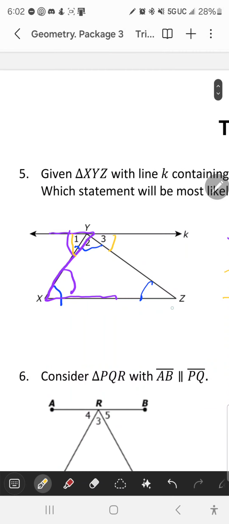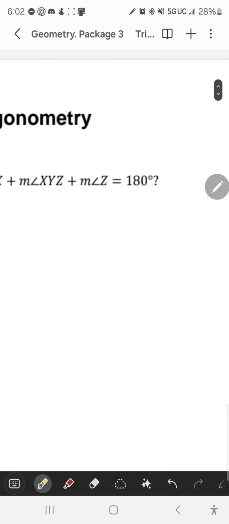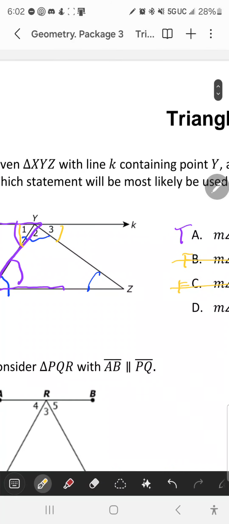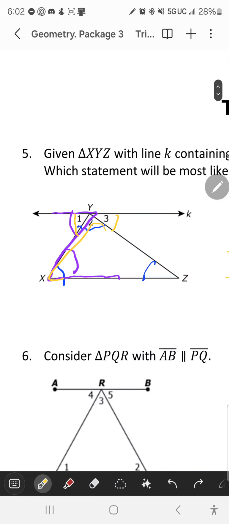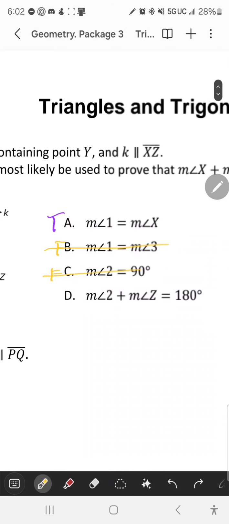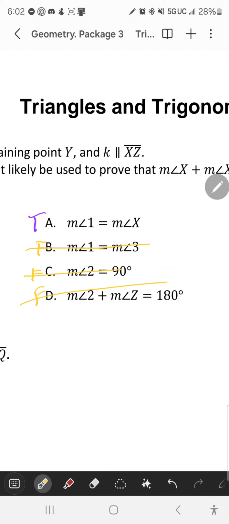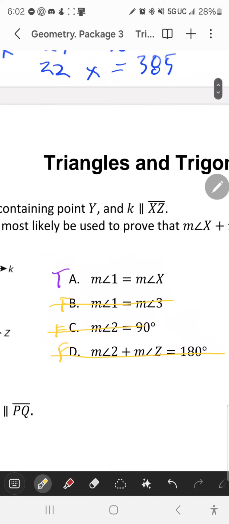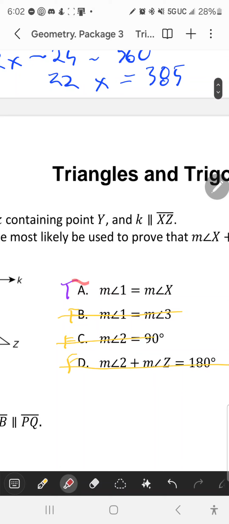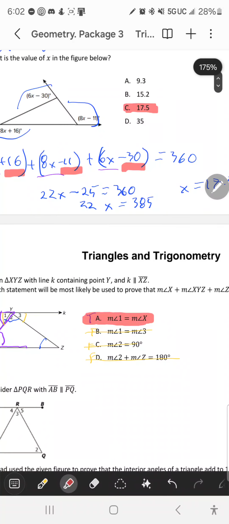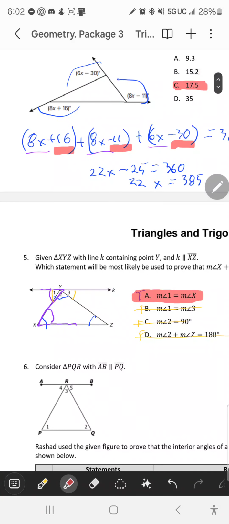Now measure of angle 2 plus c equal 180. No, that's false as well, because these are only two angles inside a triangle, and two angles inside a triangle cannot be 180, because the three angles together are the ones that are 180. So this is also false. Based on that, the only one true is A, and this is our answer. The reason is because they are alternate interior angles, since they are inside the two lines.